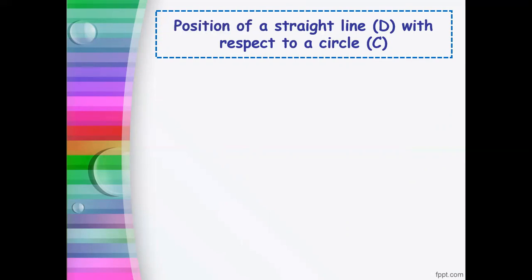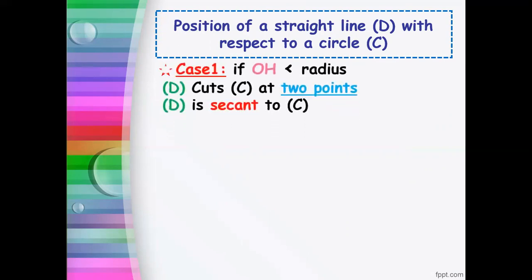Now, let's see the position of a straight line D with respect to a circle. We have three cases. Let's start with the first case. If OH means the distance, if the distance from the center to the straight line is smaller than the radius, it means D cuts C, D intersects C at 2 points, so D is secant to C.